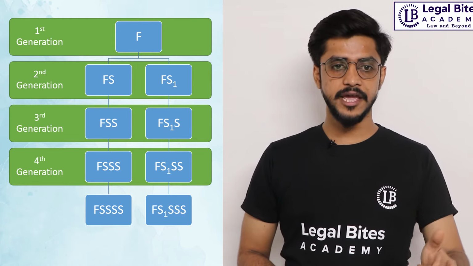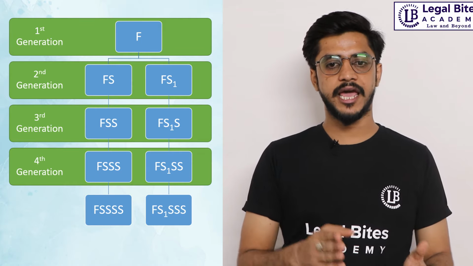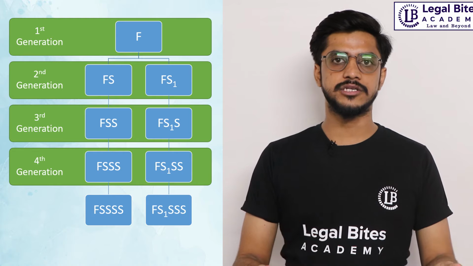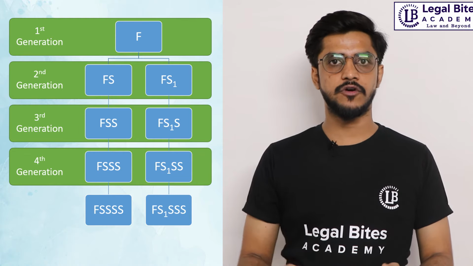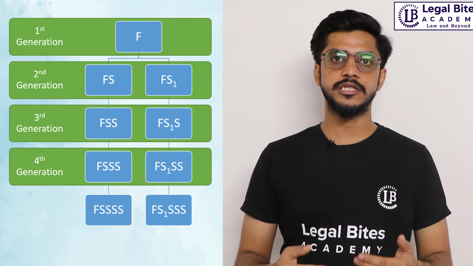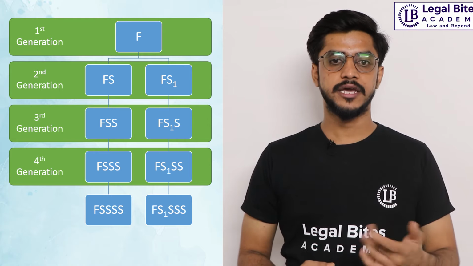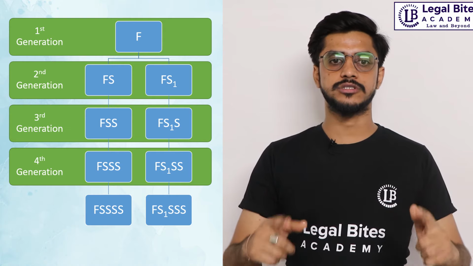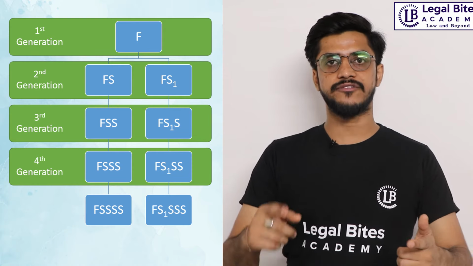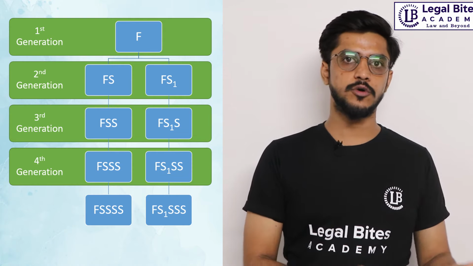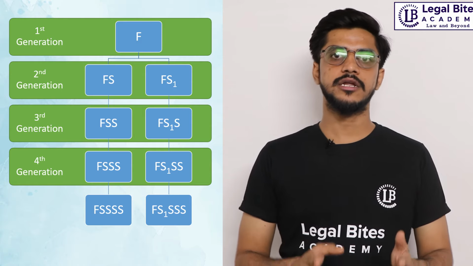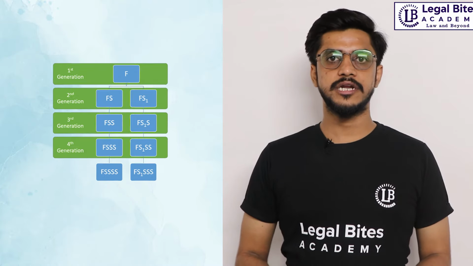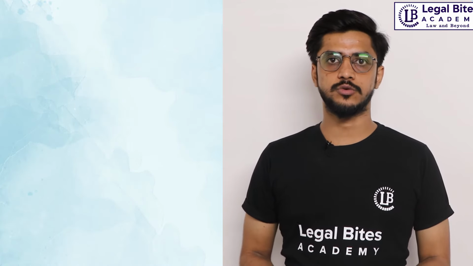But F double S and FS1 triple S are in the 5th generation from F. Therefore, they are not included in the chain of coparcenary. But if F dies, then they will also come into the 4 generations rule starting from Fs or FS1. So, we follow the 4 generations rule in coparcenary under the Hindu law. Now let us see the leading case law on the 4 generation rule.